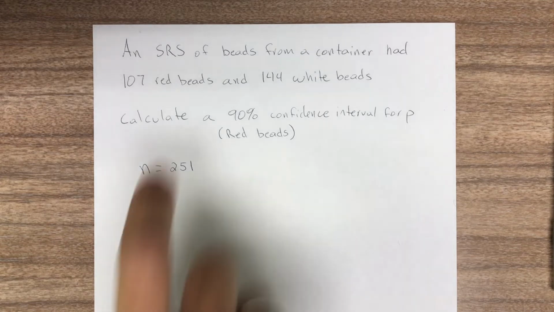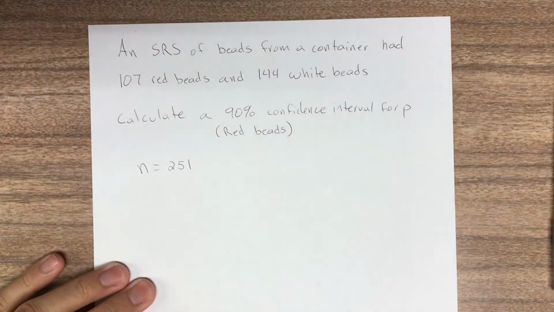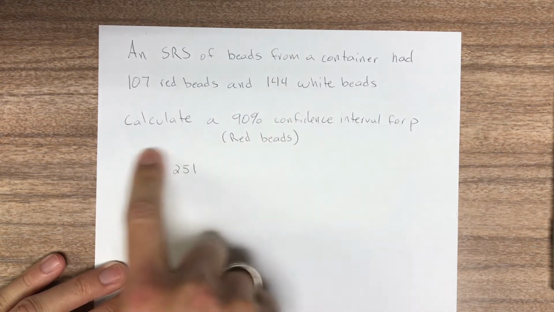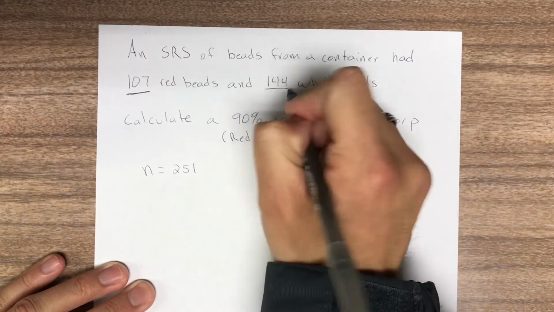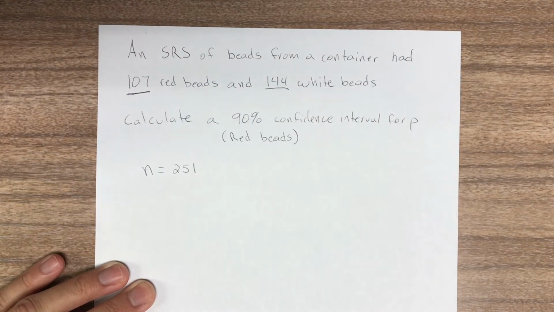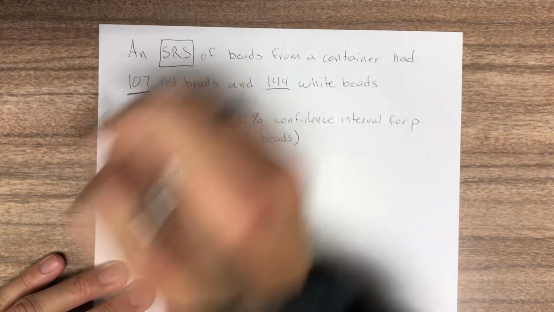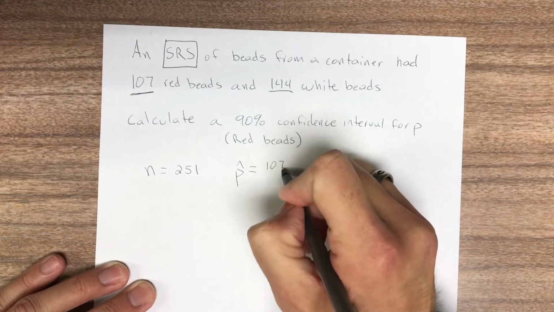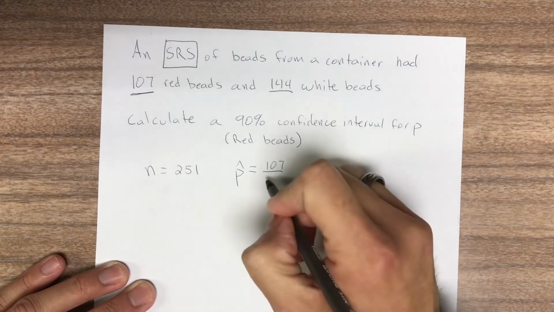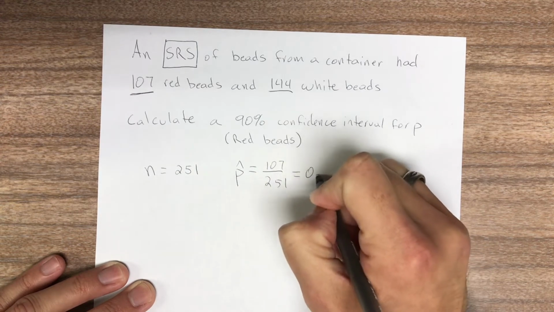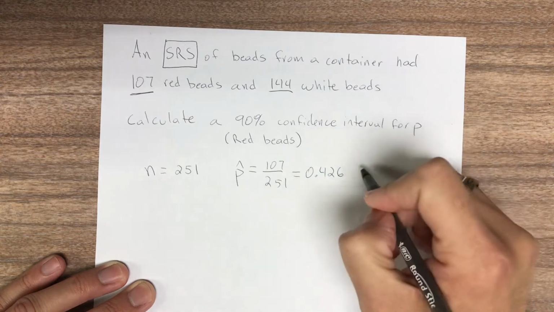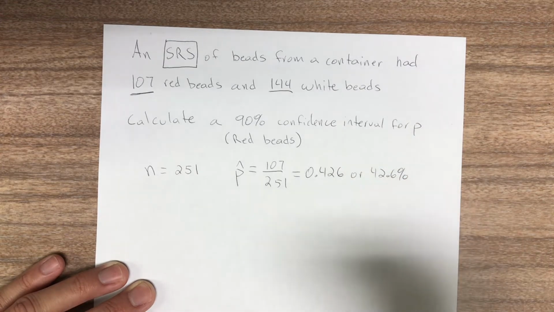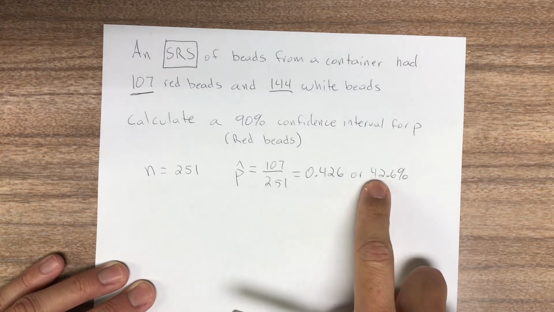And just by using one SRS, it says here we have an SRS, just one. We found that that SRS had 107 red beads and 144 white beads. So my sample size will be those two numbers of beads added together. So 107 plus 144 is 251. Now if you think about this SRS, which is a simple random sample, just one sample, my proportion of red beads for this sample is going to be the 107 divided by the total number of beads in that sample, which is 251, and that proportion is 0.426. That's a decimal, or you can say it's 42.6%.